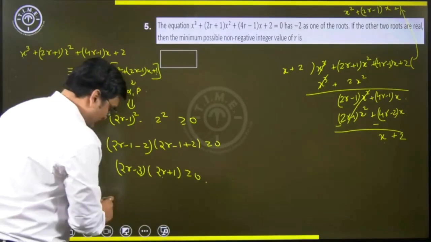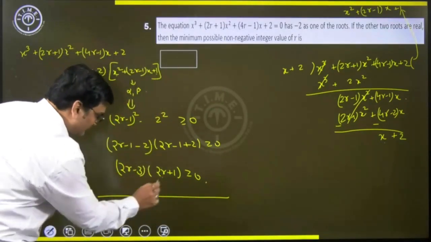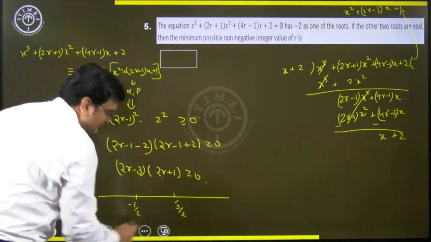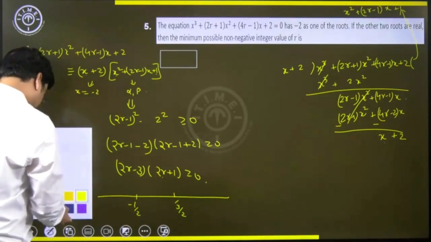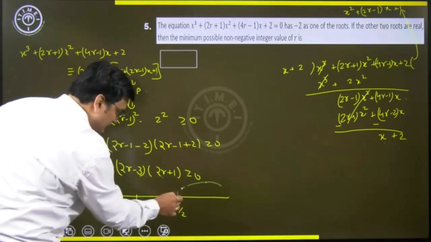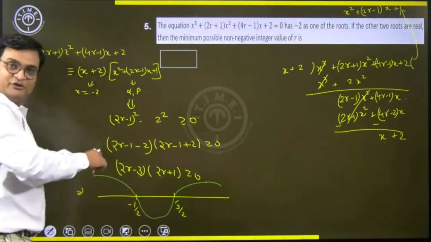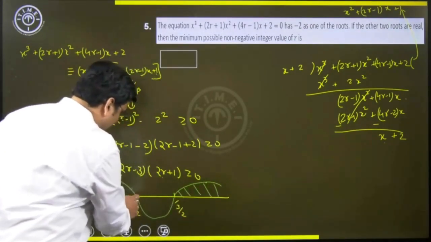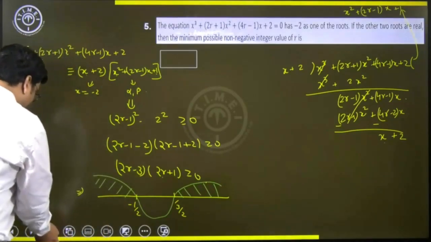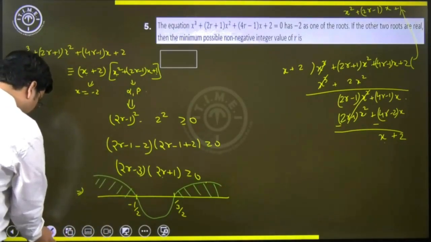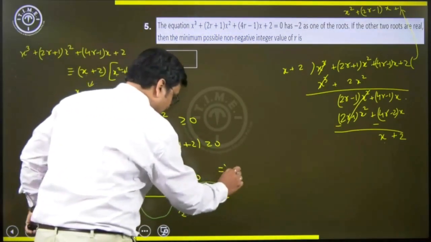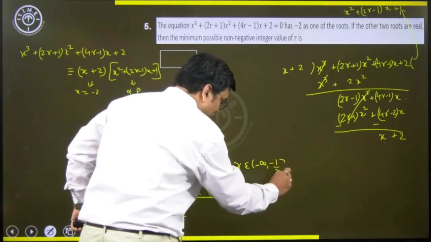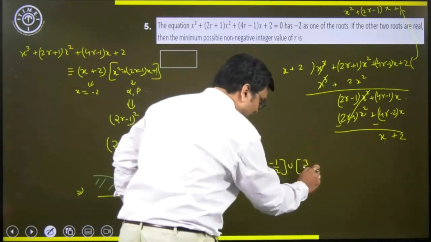Or what you could do is, if you solve these two also, the critical point for this is minus half. The critical point for this is 3 by 2. Now, when you draw the curve, here, the curve would be like this. I am sure you know this process, and I want this expression to be positive. That means this region and this region. So overall, the value of r when you solve it will be, r can belong to minus infinity to minus half, or it can belong to 3 by 2 to infinity.